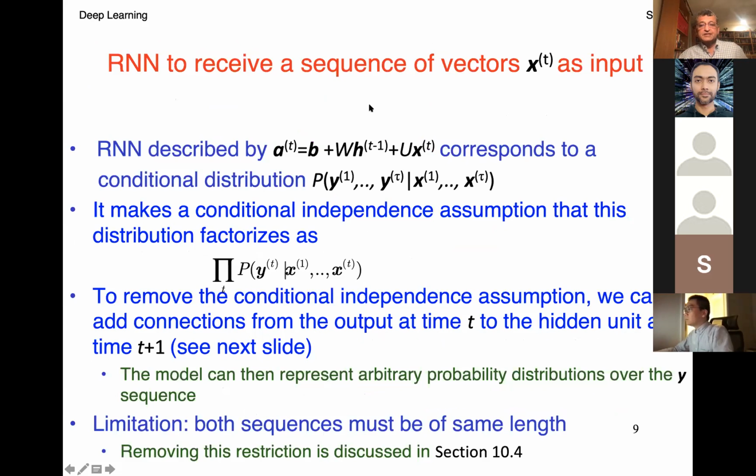RNN to receive a sequence of vectors as input. The RNN described by this, the usual activation function, corresponds to a conditional distribution. Make conditional independence assumptions such as this, so that this factorizes as y depending only on x1 through xT. And so this is the product of all. That's why this product comes in, saying let all the y's be independent, in which case you can write it like this. To remove the conditional independence assumption, we can add connections from the output. Both sequences must be of the same length.